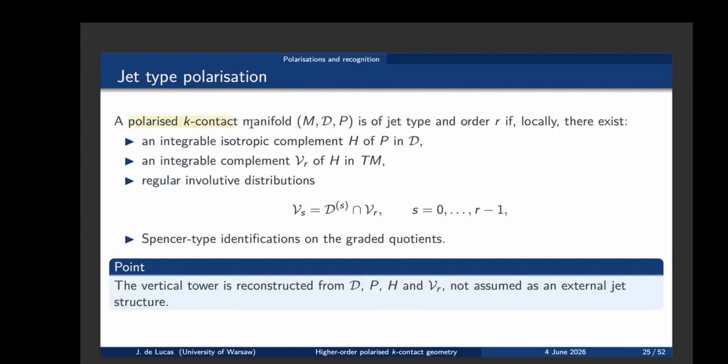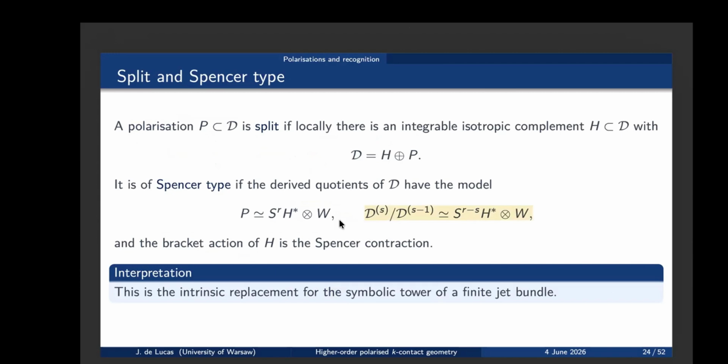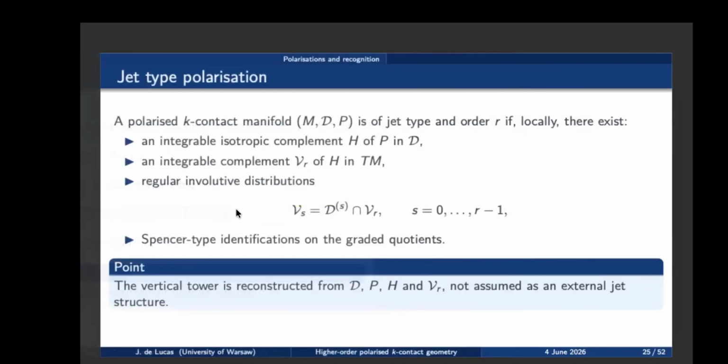Let me recall it. A polarized contact manifold is of jet type for R if the polarization is split, that is, it has an integrable complement, yeah? You have a Spencer type identification of the graded coefficients, I mean, this thing and this, okay? And finally, you have an integrable complement of H, and you have this distribution involved. This is the stuff, yeah? And these things characterize a jet bundle. If you have these things, you will obtain a jet bundle locally.